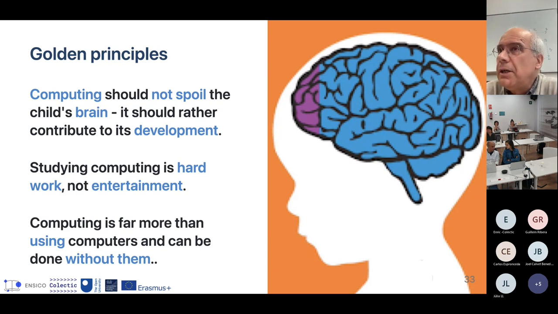In particular, we know the trend towards parallel programming, and all the strategies that people use in the classroom are sequential. So you're spoiling the brain of the child because you are telling him or her that thinking sequentially is the way. It is not. Reality is parallel.